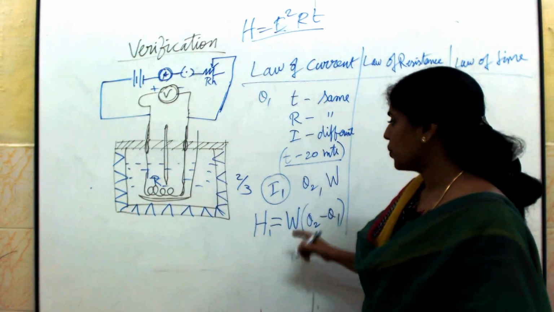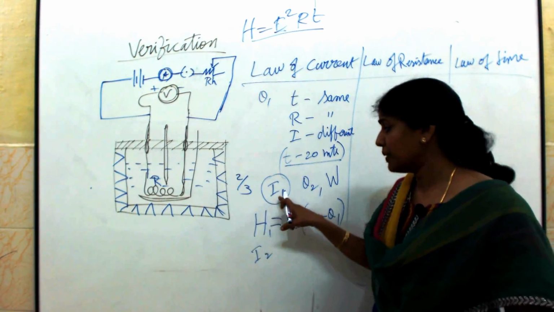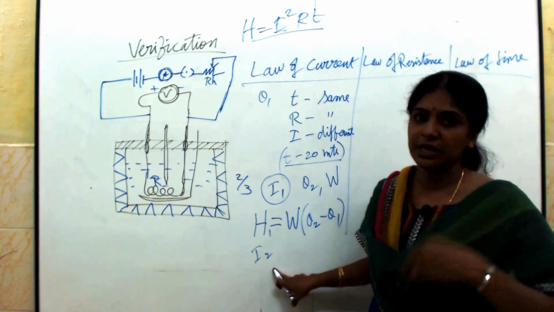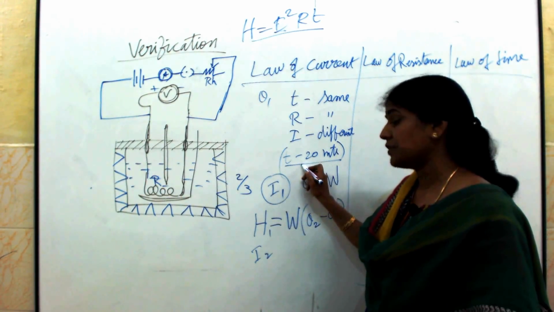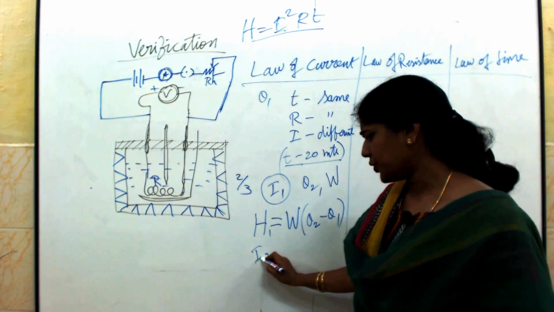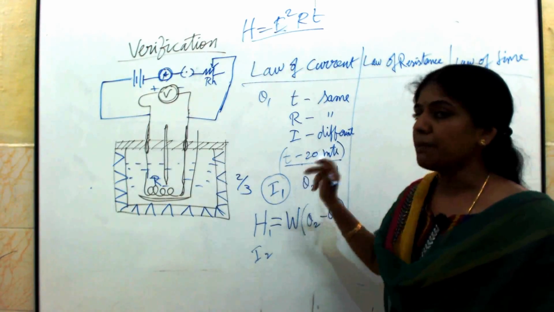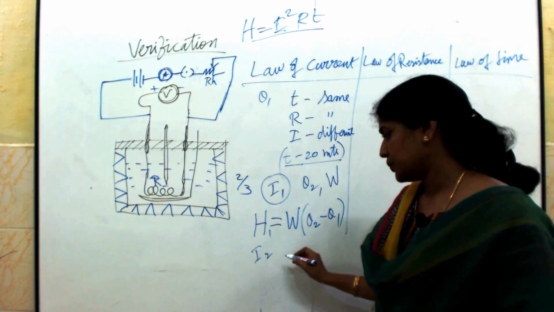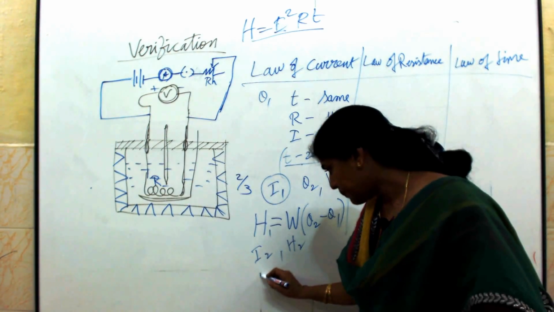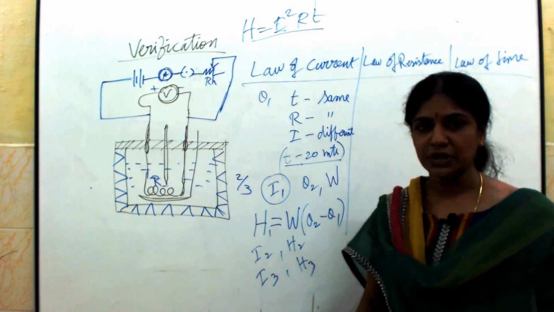Now again, I will pass a different current I2. It won't be the same as the initial current I1. I may increase the current or decrease the current, but the time of passage of current will be the same for the second part. Let I2 be the current flowing in the calorimeter for the same time t. Again you find out the heat produced, H2. Again you repeat the experiment for the current I3 and you find out the heat produced, H3.